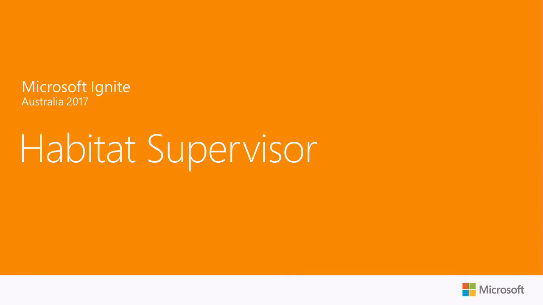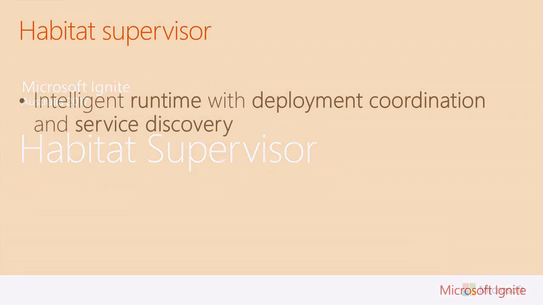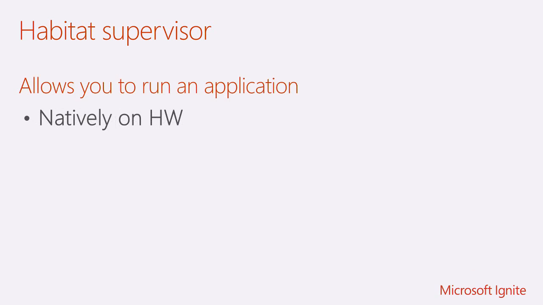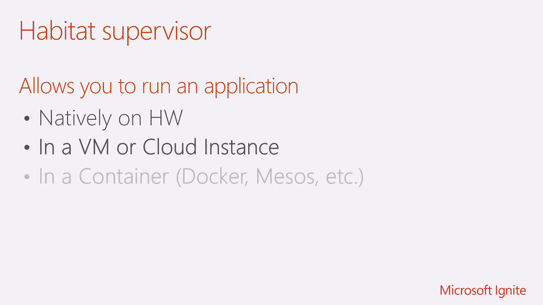So let's start with that Habitat Supervisor. Now, briefly, the Habitat Supervisor is an intelligent runtime with deployment coordination and service discovery. Now, that's a big mouthful of words to throw at you, so let's break this down. The Habitat Supervisor is what allows you to run your application natively on hardware, in a VM or cloud instance, in a container, Docker containers included, and you can use it with container management services like Mesosphere or Kubernetes or Docker Swarm.